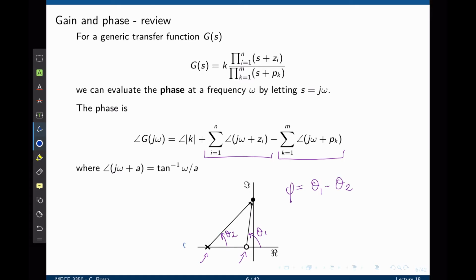If this transfer function had another zero around here, we can call this angle theta3, and say another pole around here, whose angle can be called theta4, then phi would be the sum of the angle of all zeros, theta 1 plus theta 3, minus the sum of the angle of all poles, theta 2 plus theta 4.